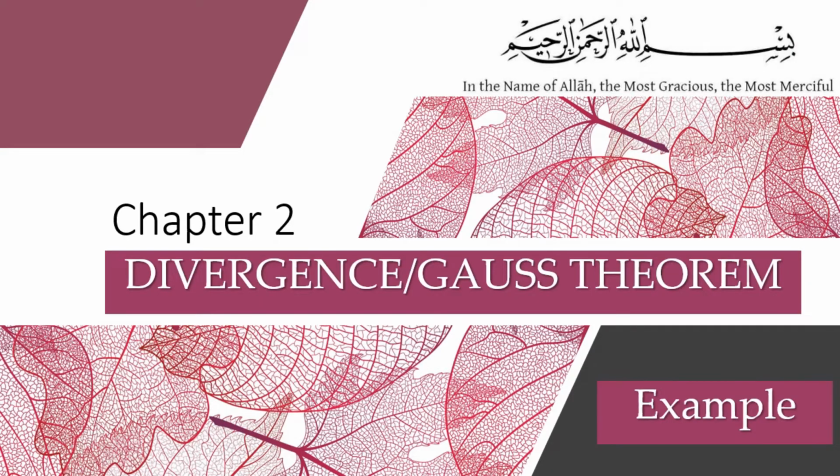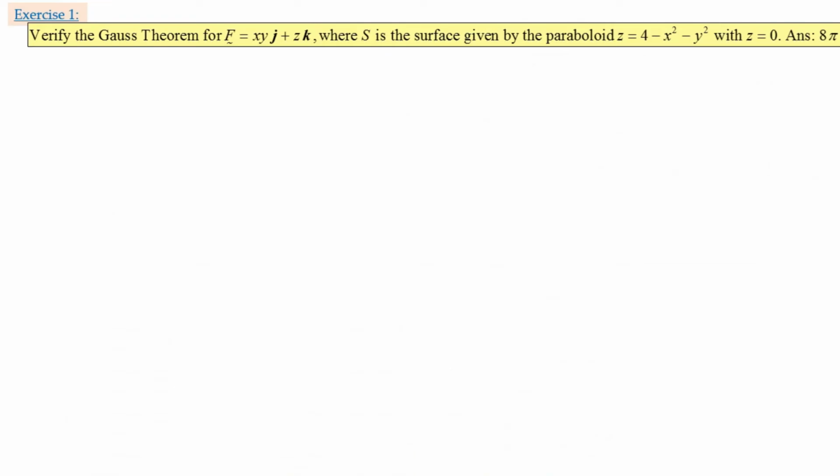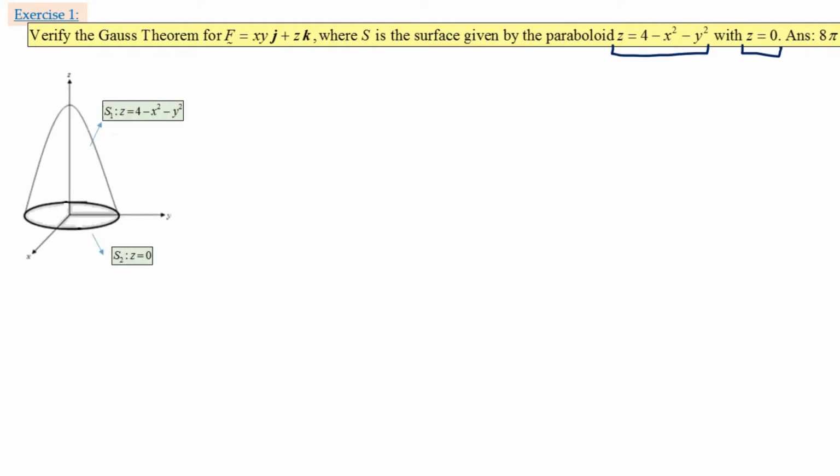Alright, I have one example here. Verify Gauss theorem for F equals xi plus yj plus zk, where the surface is given by the paraboloid z equals 4 minus x squared minus y squared with z equal to 0. I hope when you see this equation, you already recognize that this is a paraboloid with z equal to 0. So we have two surfaces involved in the paraboloid. Let's say surface 1 is z equals 4 minus x squared minus y squared, and surface 2 is z equals 0.